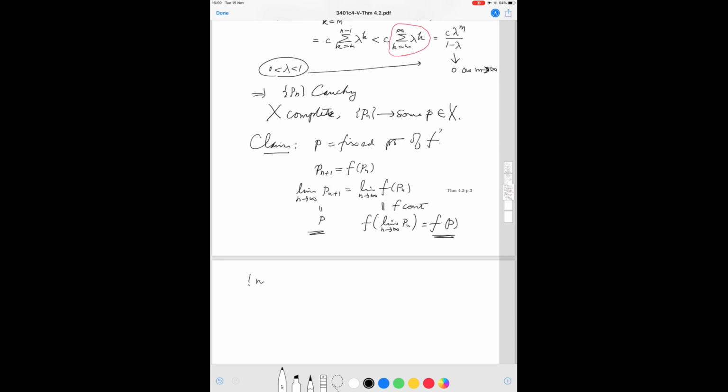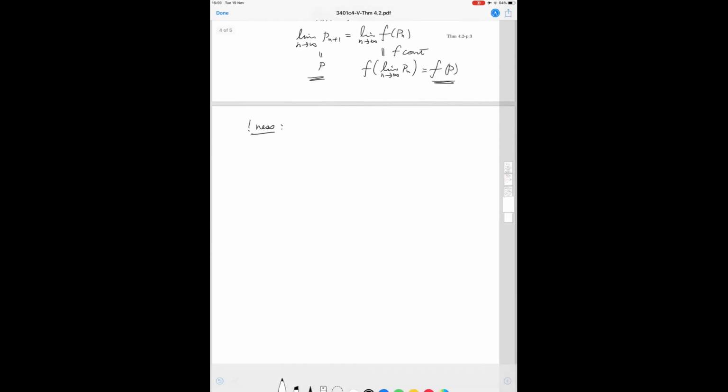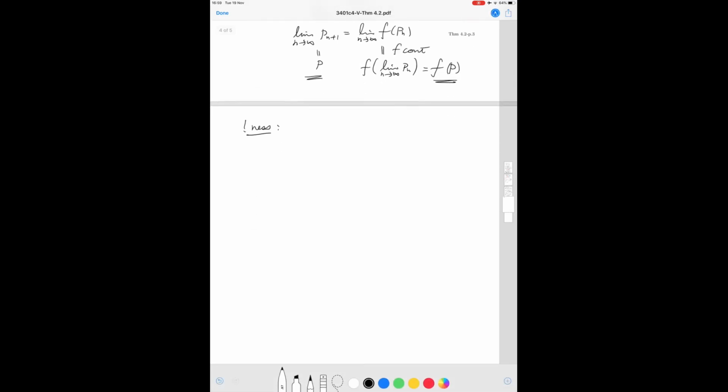Now finally, for the uniqueness, once again, it is easy to show. So the standard trick, all you need to do is to suppose Q is another point, not equal to P, in X, such that it is a fixed point of f. And let's see what happens. You have seen this trick several times already.